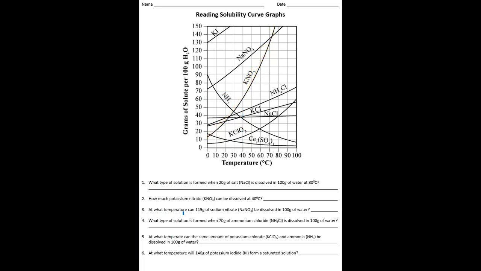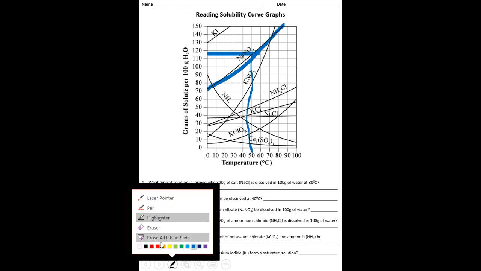Right, so for this one, we're wanting to find out the temperature at which 115 grams of sodium nitrate, NaNO3, can be dissolved. Okay, so we're going to find that line first. Here's our 115 grams, about here, and where it hits that line is right there. We're going to carry it down, and it's going to be 50 degrees Celsius.